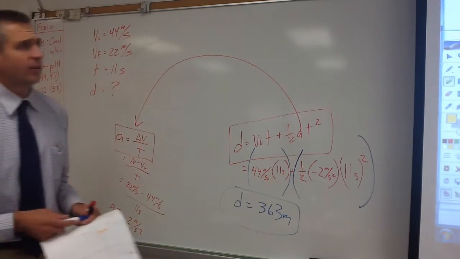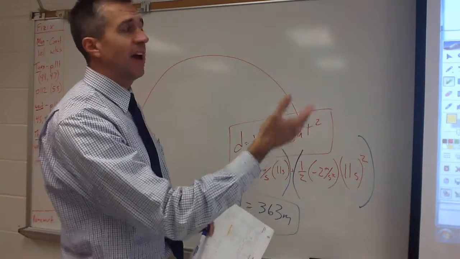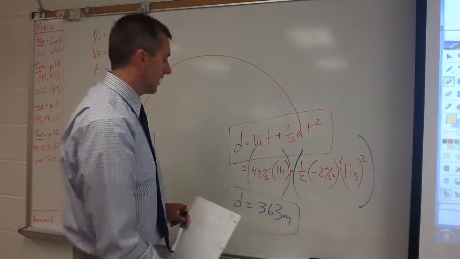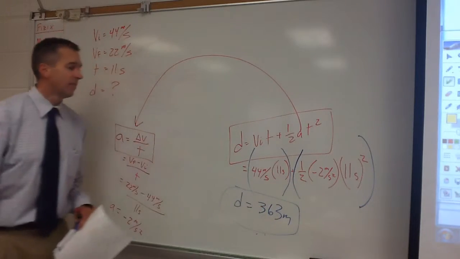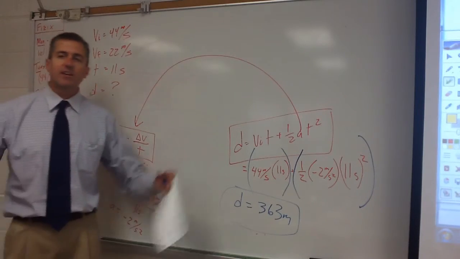So to answer the question that was asked, it says a race car is traveling this fast with this situation. How far does it go? What's its displacement during this time? It will displace itself 363 meters. And that's the use of our new equation for today, physics.